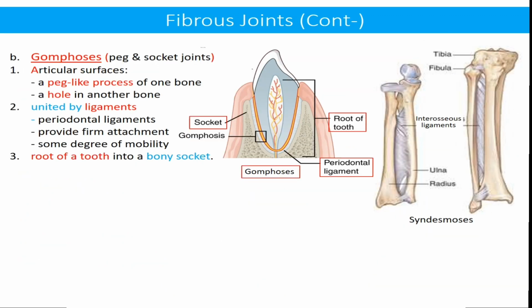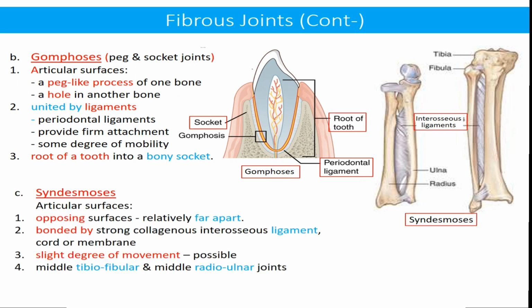Second variety of fibrous joint is gomphosis, which are also named as peg and socket joints. The opposing articular surfaces in these joints are present as a peg-like process of one bone, which fits into a hole in another bone. These bones are united by ligaments named as periodontal ligaments, which provide firm attachment, but some degree of mobility is allowed. Example is root of a tooth into a bony socket.